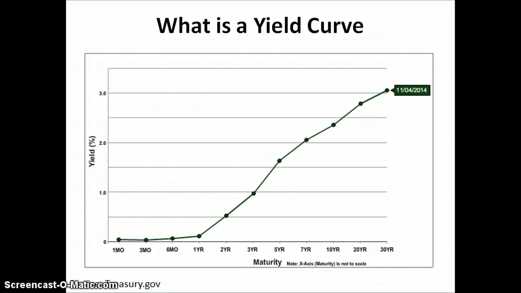You normally expect the yield curve to slope upwards to indicate that the cost of lending for longer periods of time is greater than the cost of lending for shorter periods of time.